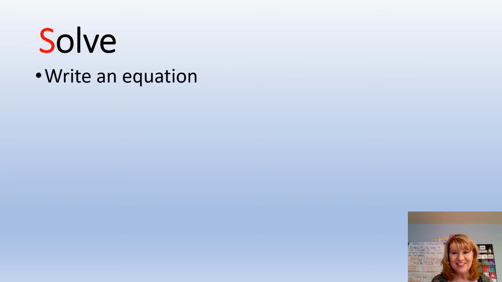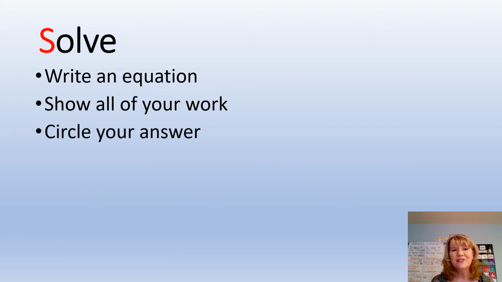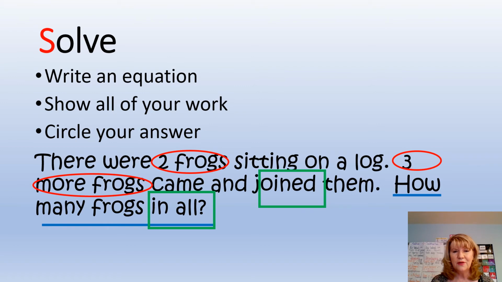Write an equation. Show all of your work. That way, others can understand how you answered the question, and if you make a mistake, you can find it. Circle your answer so everybody knows that that is your answer. Here's our story problem. We had 2 frogs plus 3 frogs equaled 5. Don't forget to circle your answer.